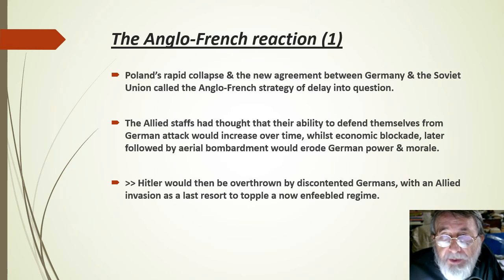Poland's rapid collapse and the new agreement between Germany and the Soviet Union called the whole Anglo-French strategy of delay into question. The Allied staffs had agreed that their ability to defend themselves from German attack would increase over time, whilst economic blockade, later followed by aerial bombardment of economic targets, would erode German power and morale. Hitler, they hoped, would then be overthrown by discontented Germans, with an Allied invasion as a last resort to topple a now enfeebled regime.